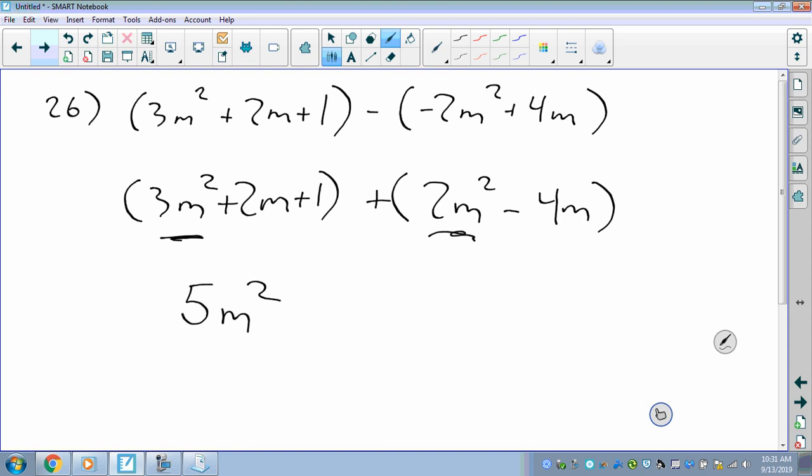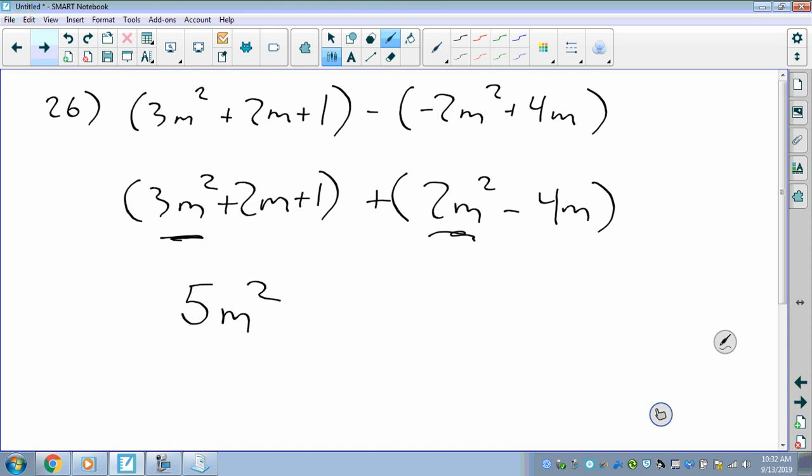Okay, next one. What can I add? 2m squared. We did that already. We added 3m squared and 2m squared, okay? So now we're done with squares, right? What's the next thing I have?